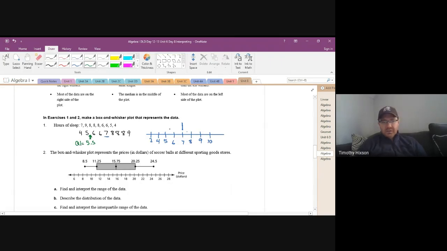So I'm going to make the left side of the box right here. And I can see my minimum is this value 4. All right, so there's my minimum. I'm going to put a dot right there. And now I look at the right-hand side. I see the maximum is at 9. So I'll go ahead and put that on our box and whisker plot.